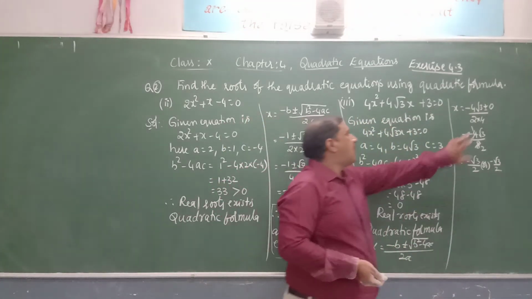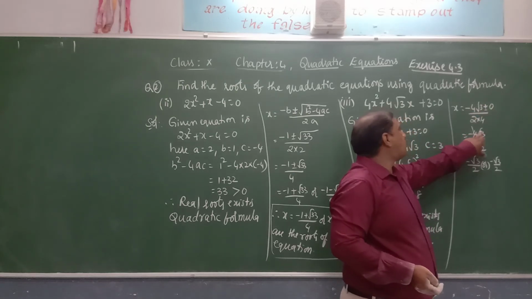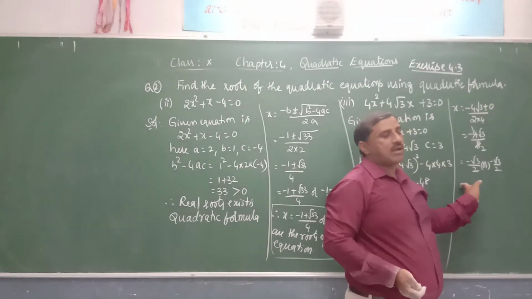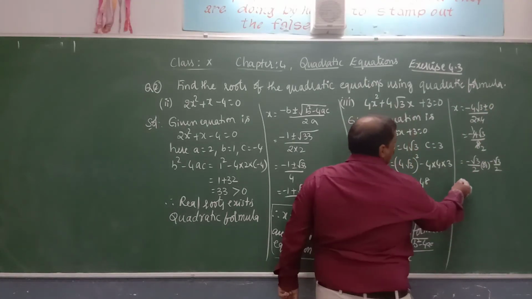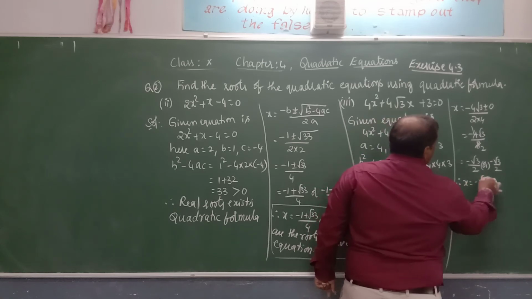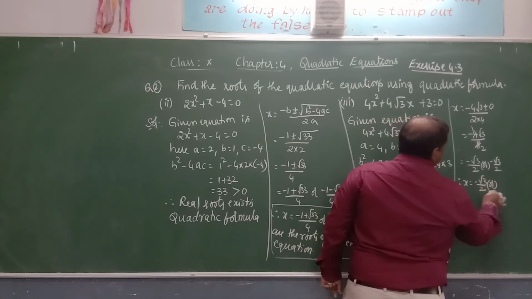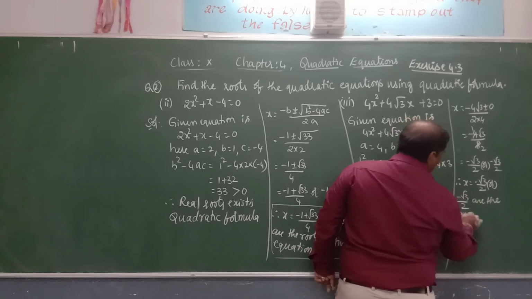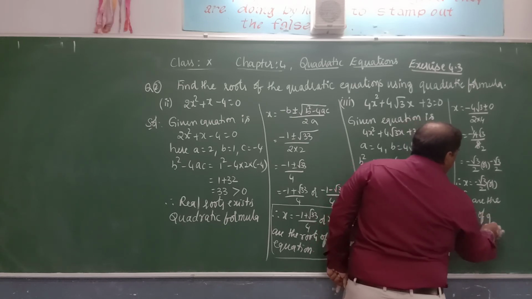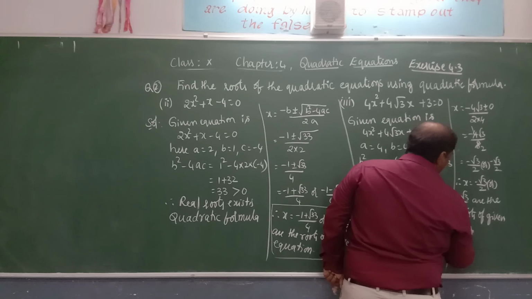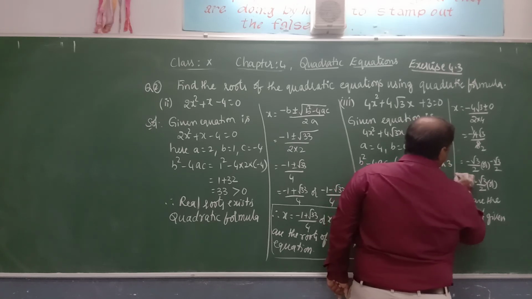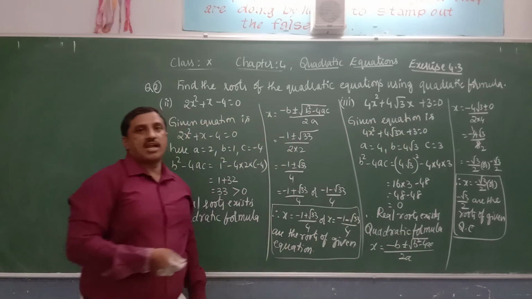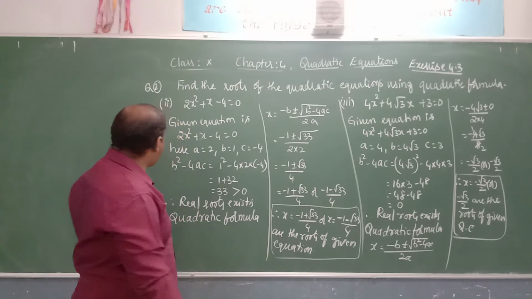Why do we get the same roots? When we add plus 0, we get minus 4 root 3 by 8, that is minus root 3 by 2. When we add minus 0 also, we will again get minus root 3 by 2. Therefore, x is equal to minus root 3 by 2 or minus root 3 by 2 are the roots of the given quadratic equation. So like this we will find the roots of a given quadratic equation by using the quadratic formula.